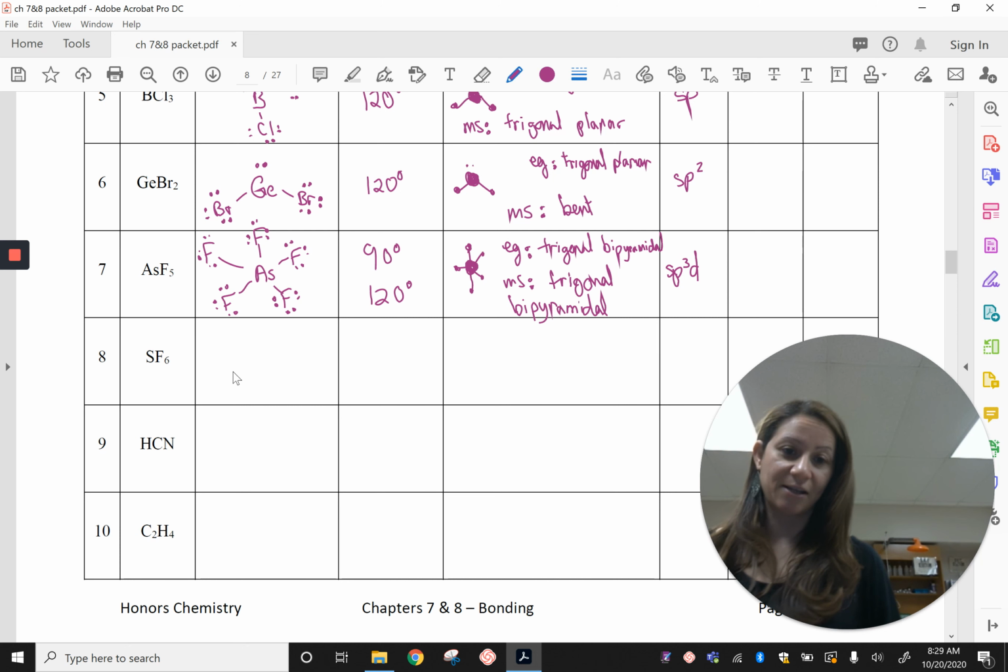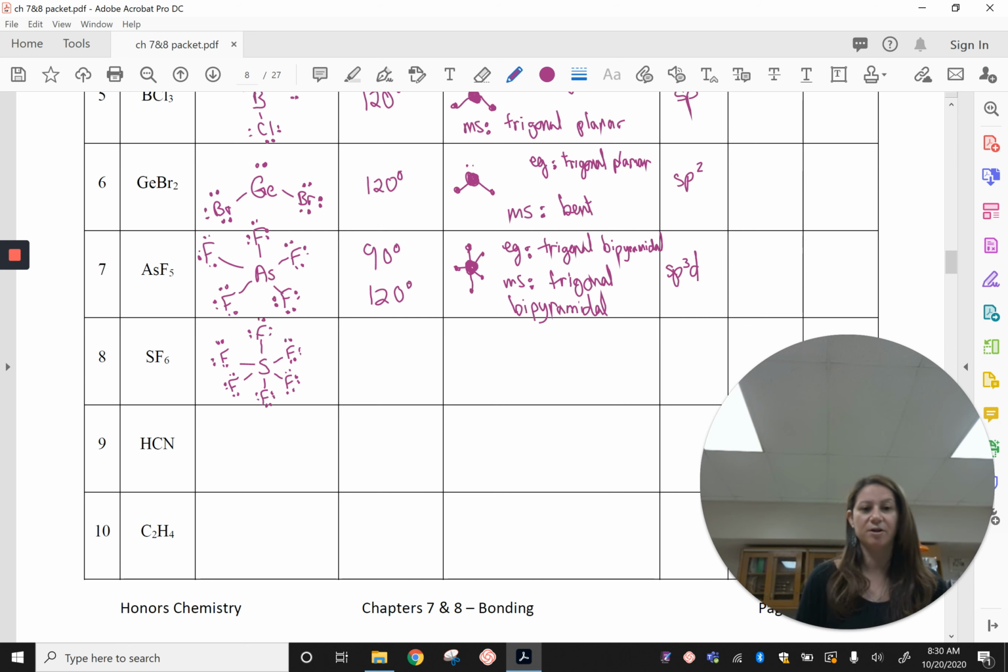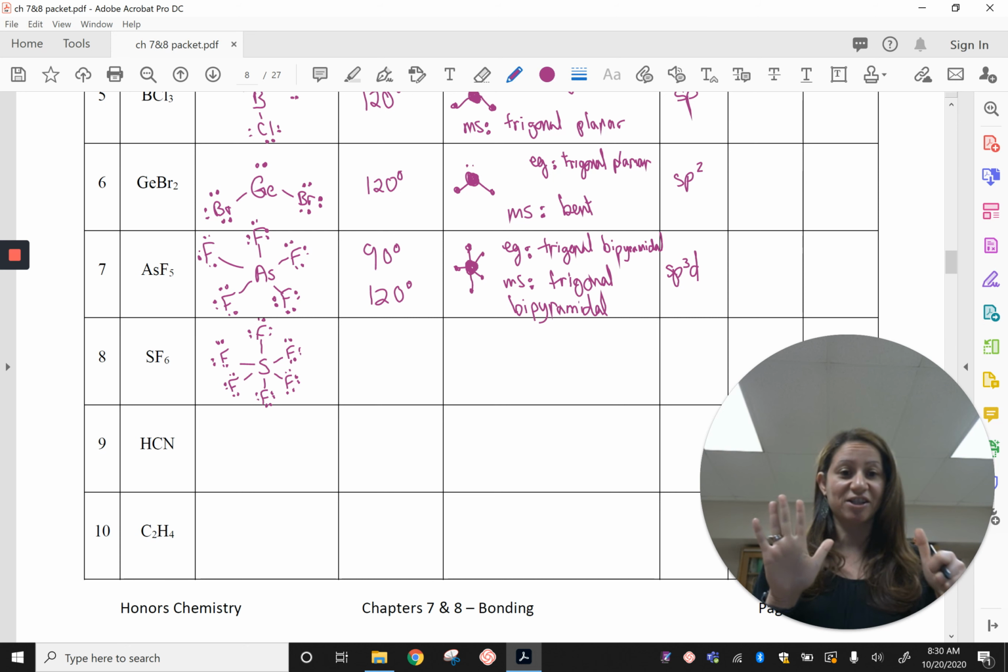Okay, SF6 is next. Sulfur has 6 valence electrons, and it's going to bond to 6 fluorines. So it's going to use each of its electrons to bond to a fluorine, and that takes care of all its valence electrons. And then each fluorine should have 3 lone pairs on it. Okay, we count up how many areas of electrons are around. There are 6 areas of electrons.